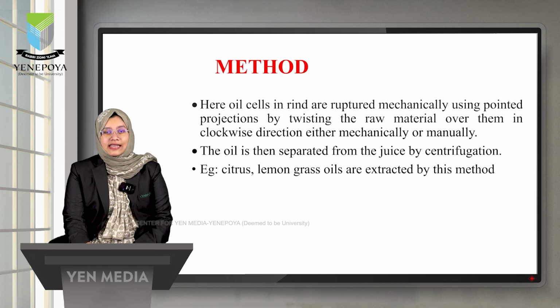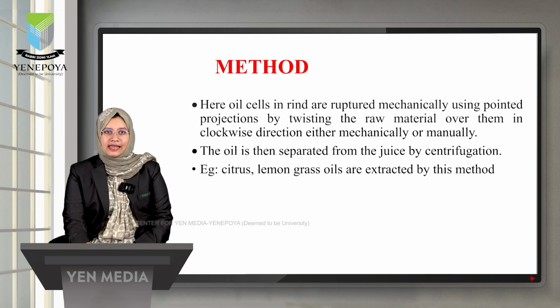And the method is like this: oil cells are ruptured mechanically using pointed projections, by twisting the raw material over them in a clockwise direction, either mechanically or manually. So in the case of lemon, if you are pricking the oil cavities, they will be having oil cavities.